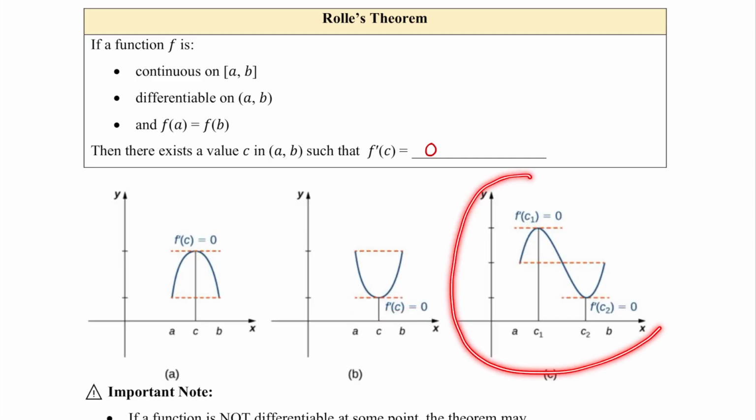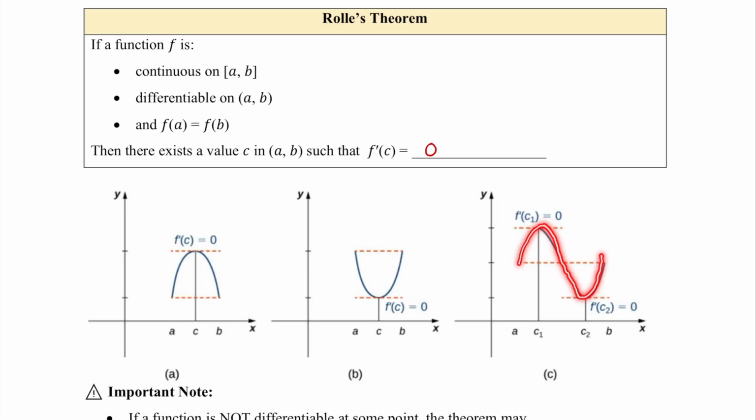From the third graph, this one is a little different. The endpoints f of A and f of B are still the same height, but the graph wiggles. It goes up, then down, then up again. Because of that, there are actually two flat points, one at the top and one at the bottom. So we have 2 points, C1 and C2, where the slope is 0. This shows that Rolle's theorem guarantees at least one such point, but it could be more.